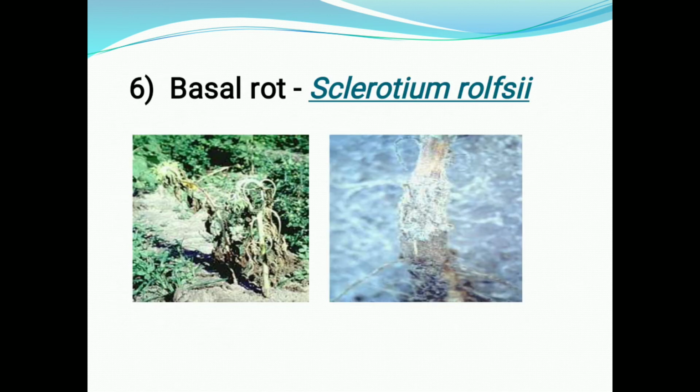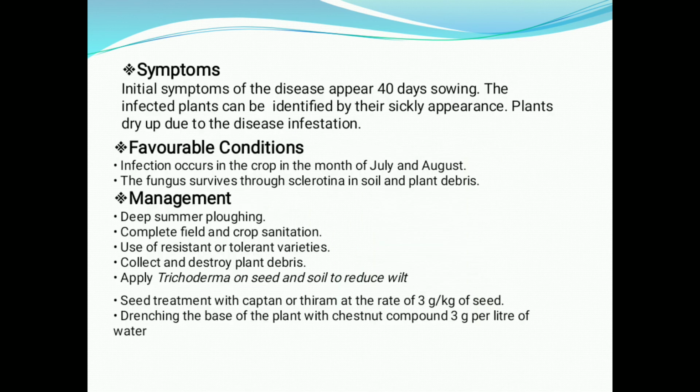The sixth disease is basal rot, which is caused by Sclerotium rolfsii. Symptoms: the initial symptom of the disease appears 40 days after sowing. The infected plants can be identified by their sickly appearance. Plants dry up due to the disease infestation. Favorable conditions: the infection occurs in the crop in the months of July and August. The fungus survives through sclerotia in the soil and plant debris.